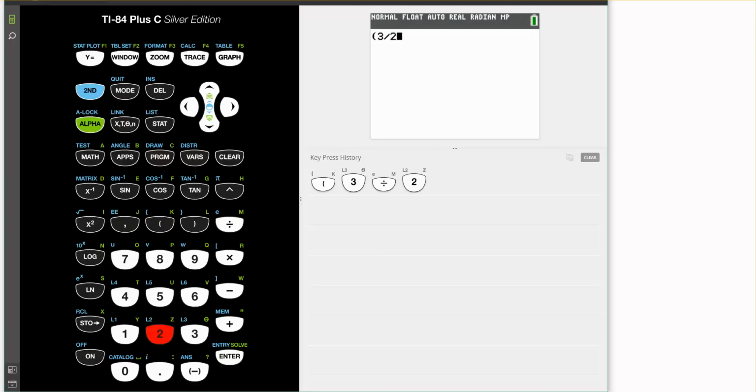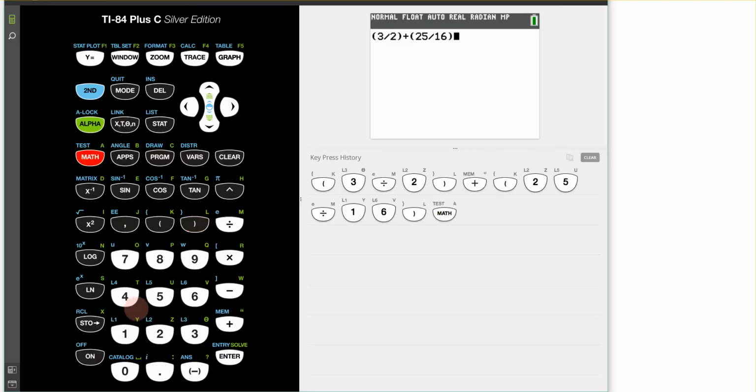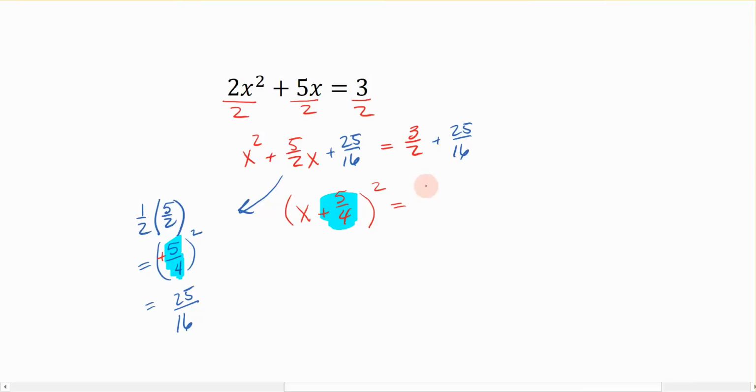So I put parentheses 3 divided by 2 plus, open parentheses, 25/16. My calculator takes a little while to respond. 25 divided by 16. Close my parentheses. Now, I want the result of this in fraction form, so I hit Math, and fraction is the default, so I hit Enter, and I hit Enter one more time, and it gives me that those two fractions added together is 49/16. So see, I can embrace my love for fractions.